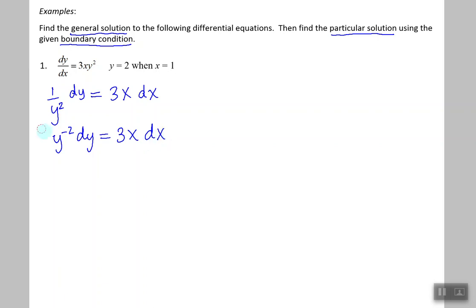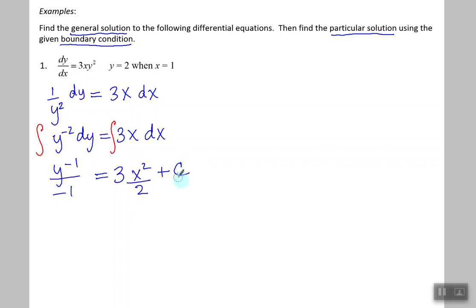Now I can integrate both sides. Using my power rule on the left side, I get y to the negative 1 divided by negative 1 equals 3 times x squared divided by 2, and then my collective plus c. Remember, I could do plus c on this side because I did an antiderivative, and plus c on this side, or I can just collect all the constants over here at the end on one side.